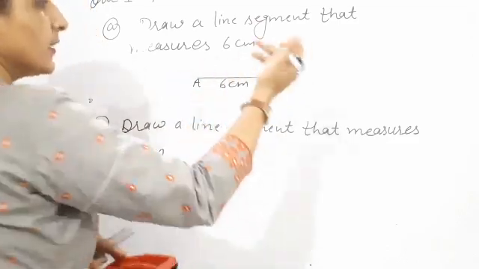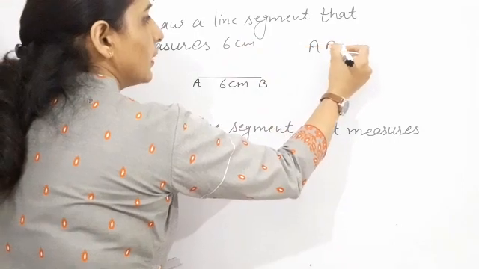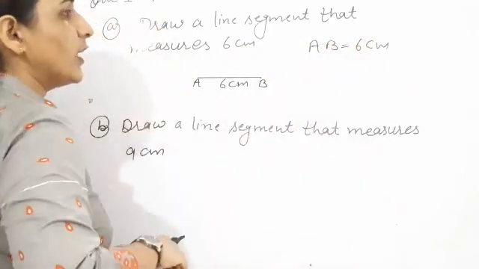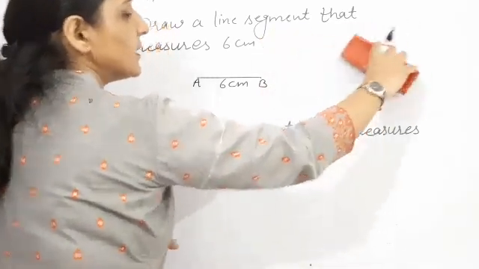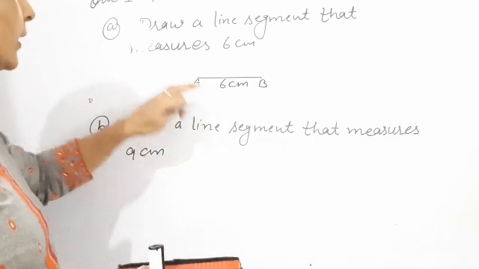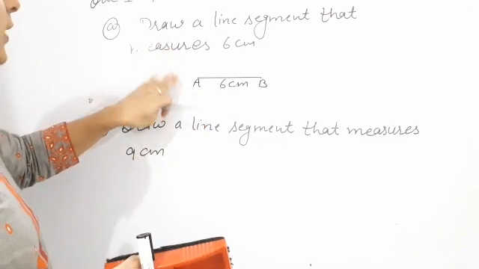Clear? If it is given AB equal to 6 centimeter, you give the name AB. If AB is not given, like BC or CD, then from your side you can give the name. Okay, students? In this way, we will draw the line segment.